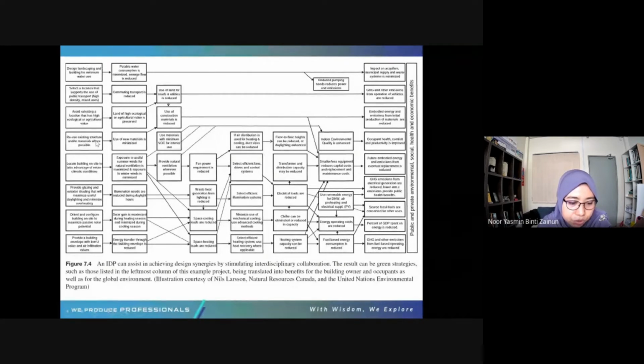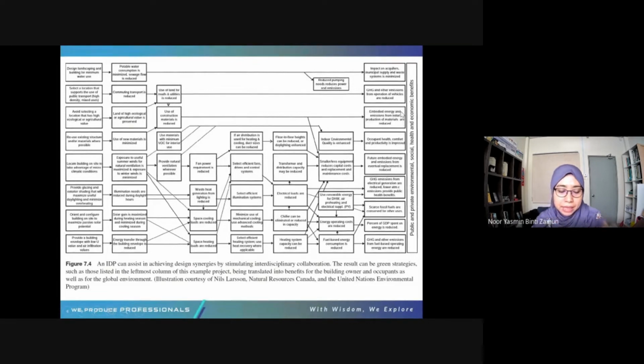Reuse existing structure and or materials where possible. So when we use existing structure and materials, the use of new materials is minimized, okay? And then use of construction materials is also reduced. And then equipment will be smaller, and capital cost and replacement and maintenance costs will also reduce. At the same time, future embodied energy and emission from eventual replacement is reduced. And at the same time also, energy and emission from initial production of materials are also reduced.